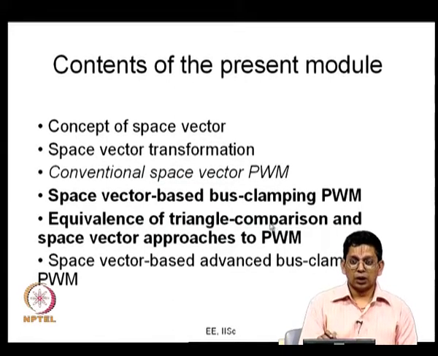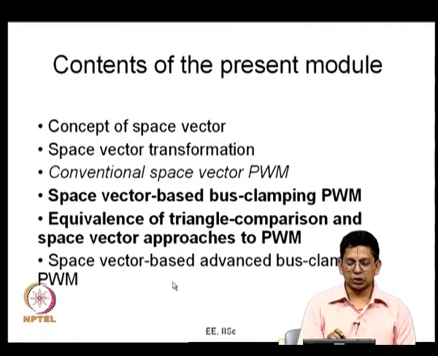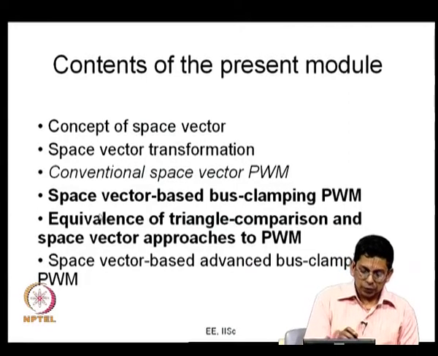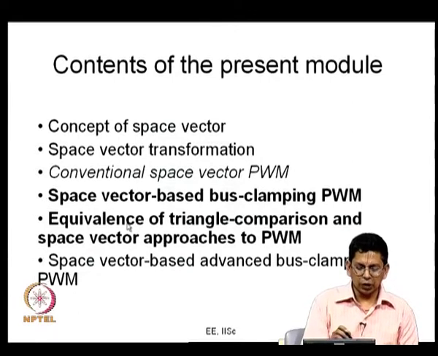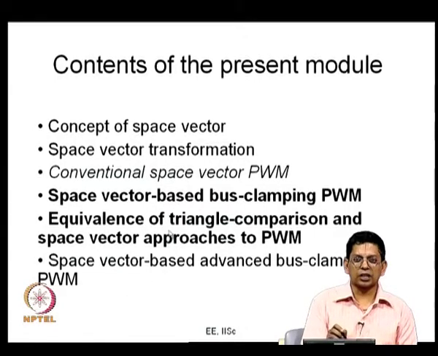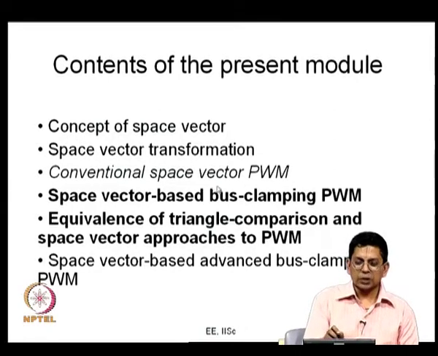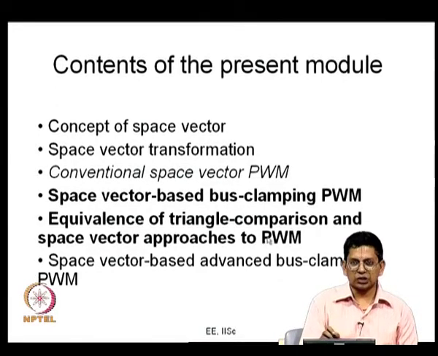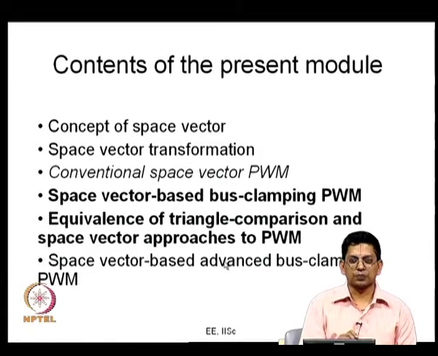There were a couple of lectures where we discussed these kinds of discontinuous bus clamping PWM. Today, instead of triangle comparison, we are going to do the same thing using space vector, and we are also going to see how the two approaches are equivalent. Even in the last lecture, we slightly saw that in the context of conventional space vector PWM. Today, in the context of both conventional space vector PWM and the so called bus clamping PWM, we will see the equivalence between the triangle comparison approach and the space vector approach.